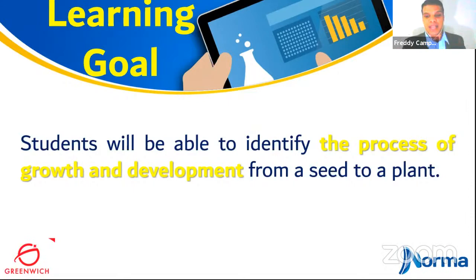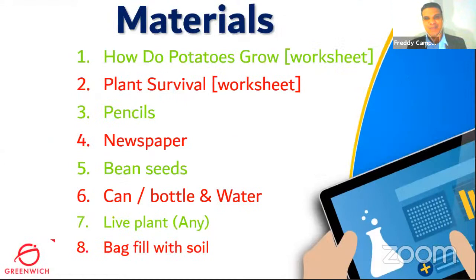We need some materials, guys. Now, before you see the word worksheets, number one and number two, maybe you tell me, okay, but how can I get this material? Don't worry, I will let you know something really important where you can have these worksheets and others. So one of the materials is two worksheets that we're going to be using, pencils, newspaper, bean seed, not a specific one, the one that you can tell your student to have. Can, bottle, and water. Obviously, water is super important.